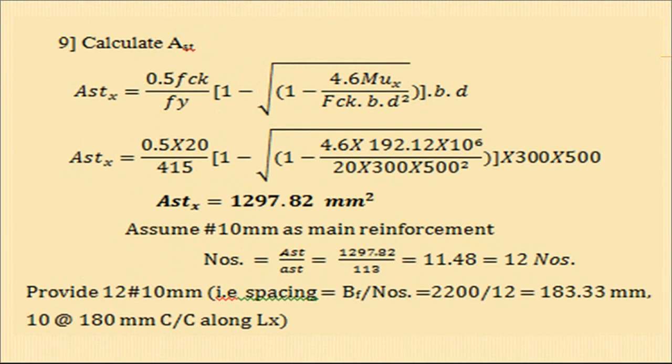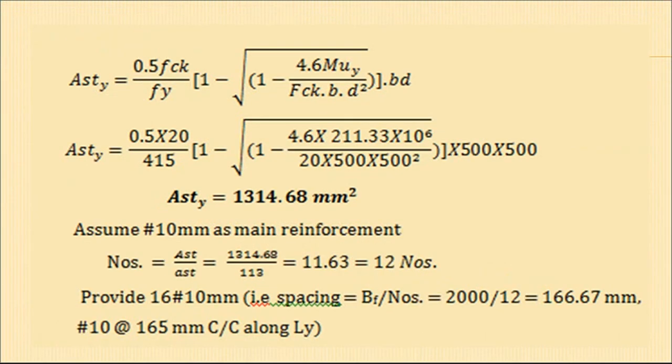Now calculate the AST. Repeat the same procedure using the steel formula. You can find out the ASTX, assume the diameter as 10 mm, then find out the numbers or spacing. Now the number of bars is equal to AST divided by area of 1 bar, 11.48, so we can provide 12 bars. Provide 12 bars of 10 mm diameter, and spacing is equal to BF, that means the width of the footing, divided by number. So it is 183.33. We can provide 10 mm at 180 mm center to center. This is the ASTY. Along Y direction we can provide 12 numbers of 10 mm diameter using the same procedure.